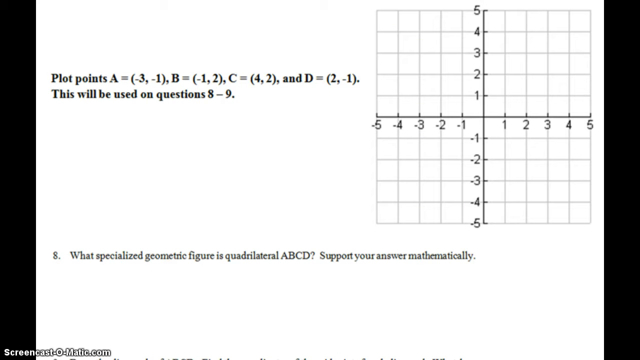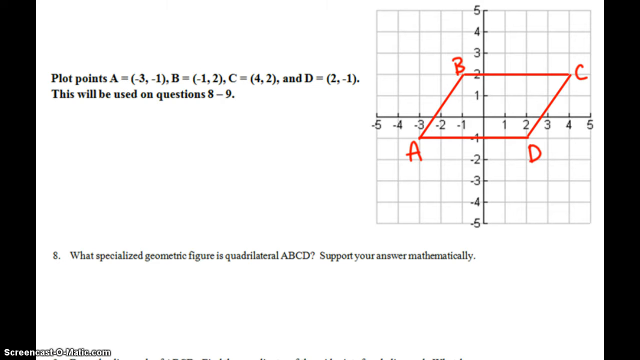Alright, next problem deals with graphing in the coordinate plane and proving that something is what it is. So we're going to begin by plotting the points. First off, A is at (-3, -1). B is at (-1, 2). From there we go to C at (4, 2). And from there we go to D, which is (2, -1). We will then continue and connect that line there to finish our quadrilateral. So this is A, B, C, and D.